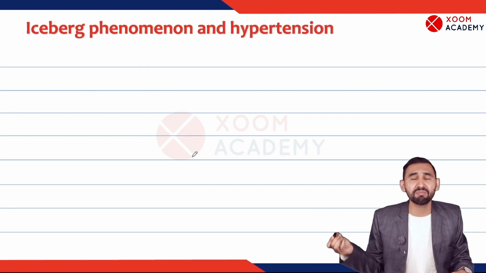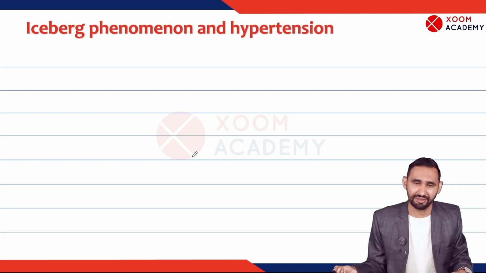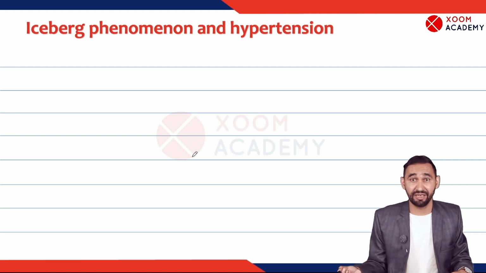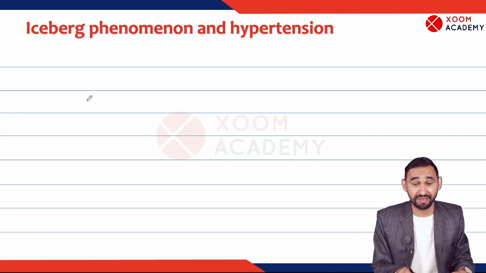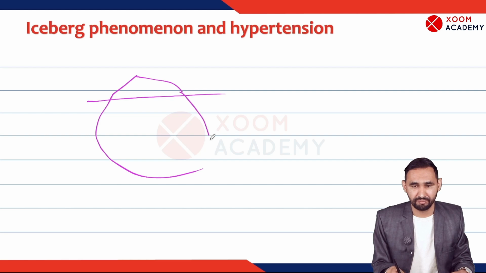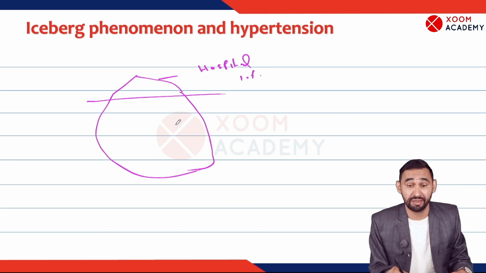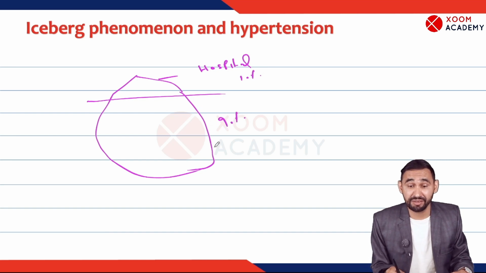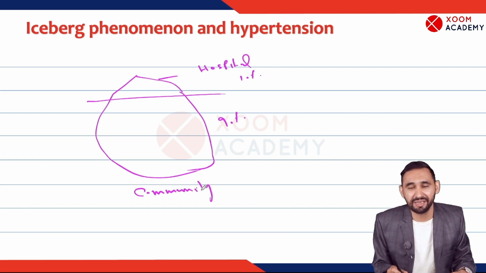Iceberg phenomenon, we can apply the iceberg phenomenon on hypertension. There are unidentified cases, there are undiagnosed cases. Spectrum of hypertension in community differs from spectrum of hypertension in hospital. This is the spectrum in hospitals. Only 10% of cases report to hospitals and 90% of cases are present in community. They don't report because there are no symptoms. There is lack of awareness, there is lack of education.